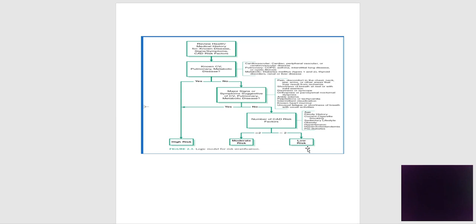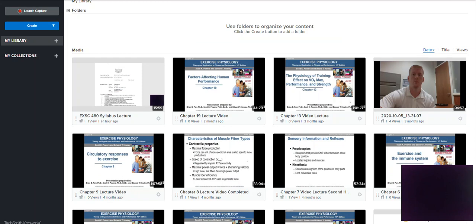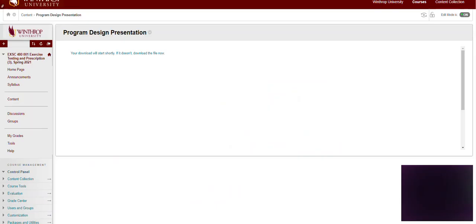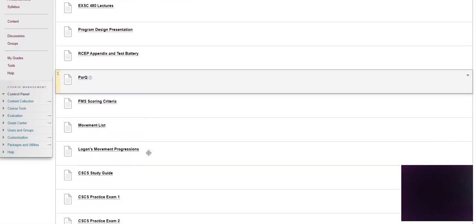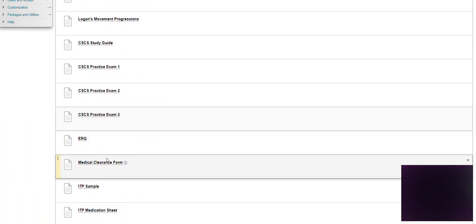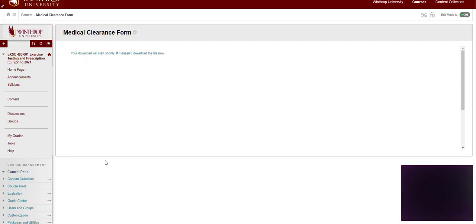So here's what you do in each circumstance. Let's say you have a client that you're going to train or a patient, and you determine them to be low risk. Then they do not need a medical clearance form. Okay? Let's say that they are moderate risk. You determine your client to be moderate risk. They do need a medical clearance form signed by their general practitioner. So if you go to the Blackboard page, if they are moderate risk, then they need to have their medical clearance form signed. And this is it right here.